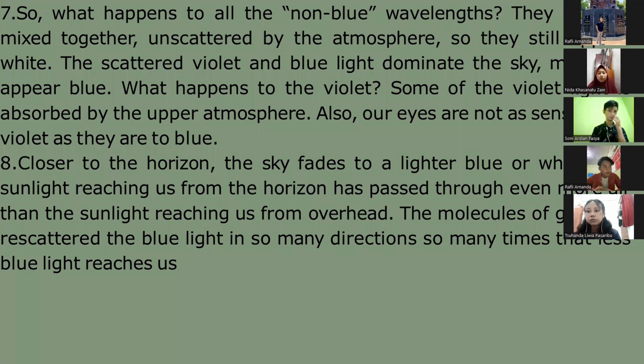Okay. The main idea of paragraph 7 is the blue color of the sky during the day is due to the scattering of sunlight by the Earth's atmosphere. And number 8, the sky near the horizon appears lighter or whiter compared to overhead because the sunlight has to travel through more air near the horizon, causing the blue light to scatter in many directions.